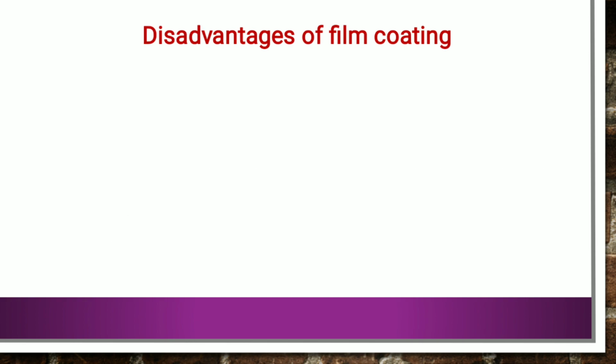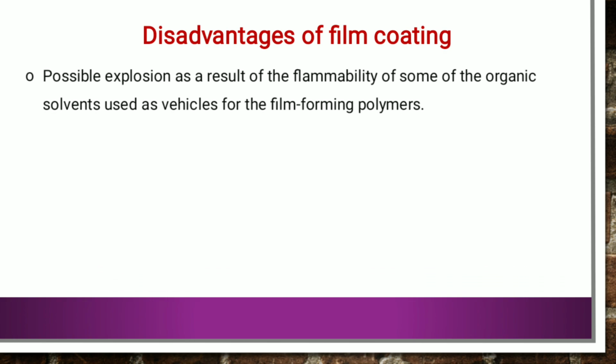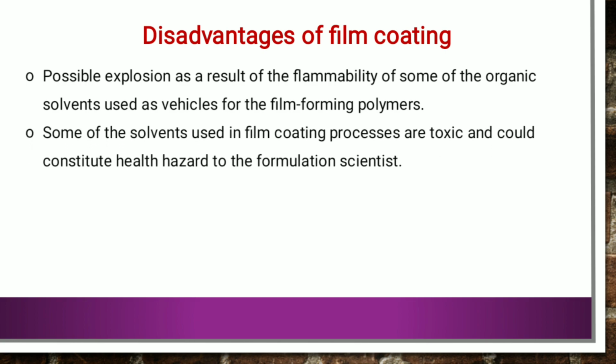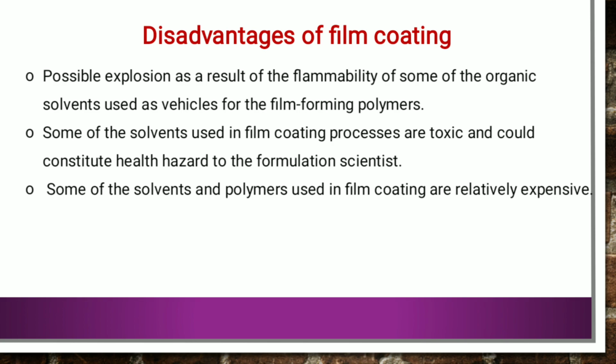Then disadvantages of film coating: the first one is that explosion is sometimes possible as a result of flammability of some of the organic solvents used as vehicle for the film forming polymers. Then the next one is that some of the solvents used in the film coating process are toxic and could constitute a health hazard to the formulation scientist. Then the next one is that some of the solvents and polymers used in film coating are relatively expensive, resulting in an overall increase in cost of the product.